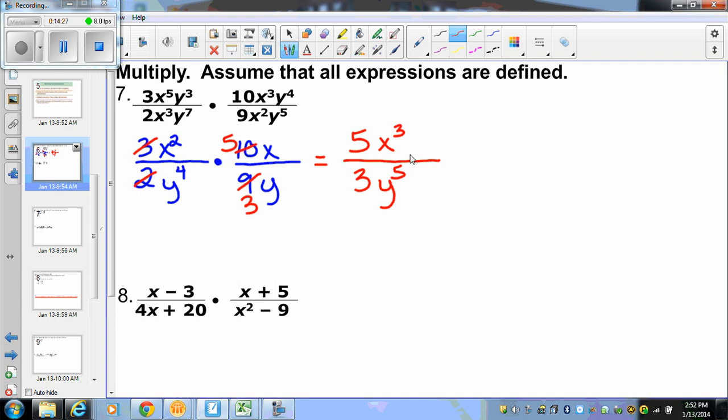I'm just going to do one double check that nothing here can be simplified. 5 over 3 cannot be reduced. I only have one x variable. I only have one y variable. That's how I know that I'm done. I should only have one of each kind of variable when I'm done.